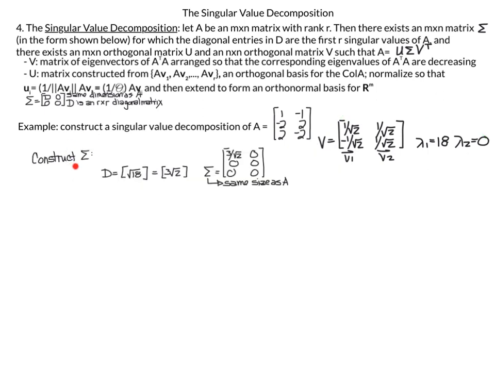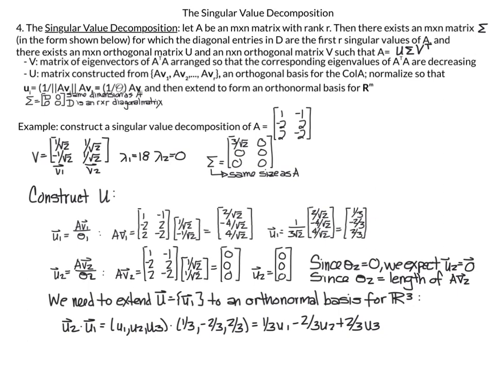So now I can construct sigma, and sigma has my singular values on the diagonal. Singular values, remember, they have to be greater than or equal to 0. So lambda 2 doesn't count. The 0 here doesn't count. I only have one singular value, which is square root of 18, or 3 square root of 2. So my sigma needs to be the same size as A. So I have my 3 square root of 2 in this upper left-hand corner, and the rest of the entries are 0.